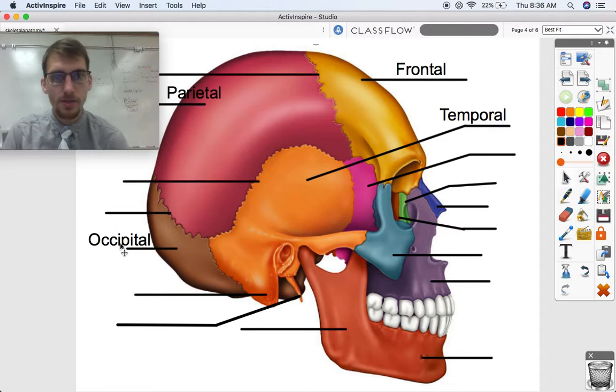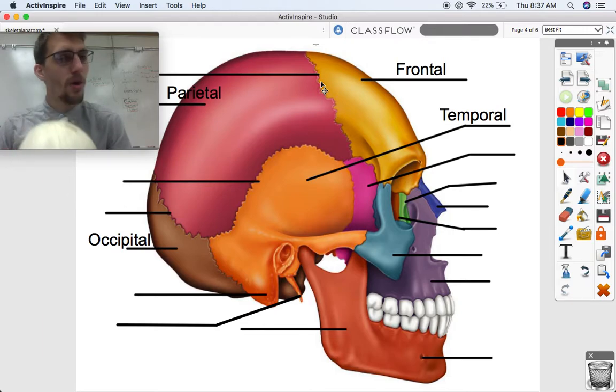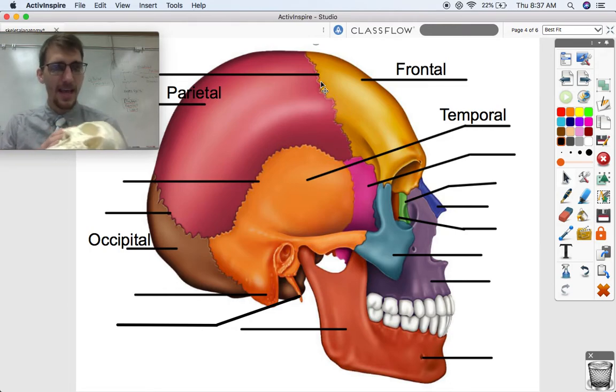Let's talk about these squiggly lines that we see in between each bone. They're joints, but they're actually called sutures. If you look closely at a cranium, you can see these squiggly lines up here, and they're not cracks in your skull. They're not evidence that somebody dropped you on your head as a baby. What they're actually evidence of is that these bones fused together through development.